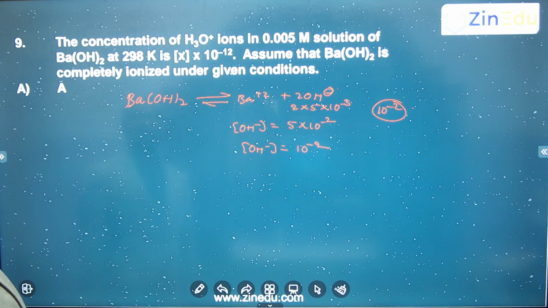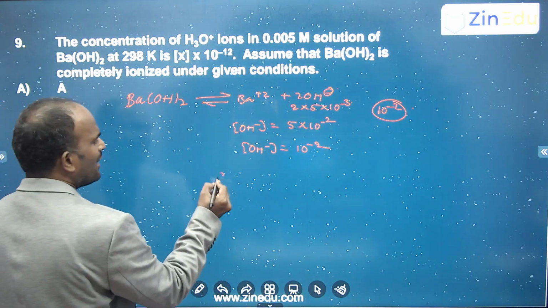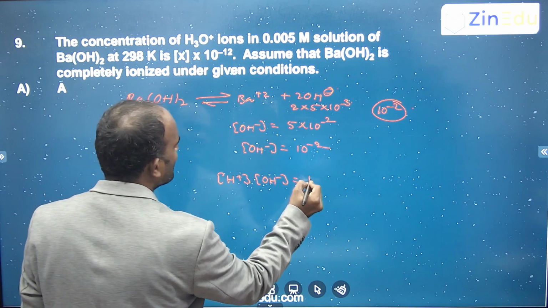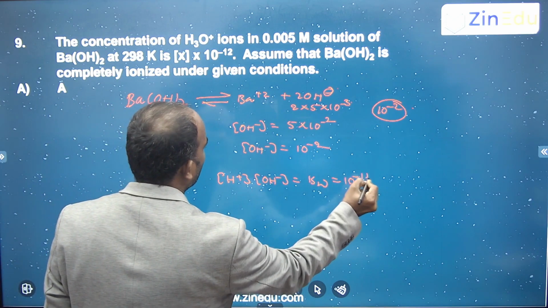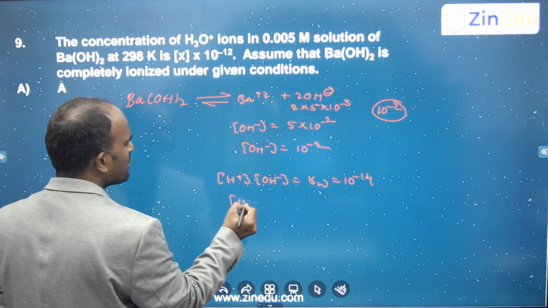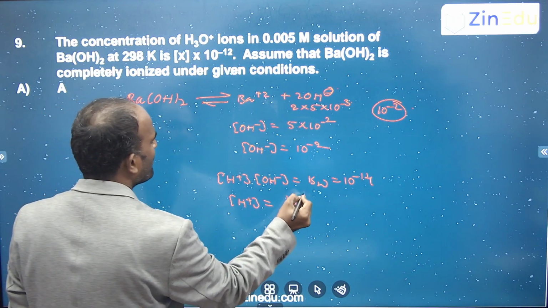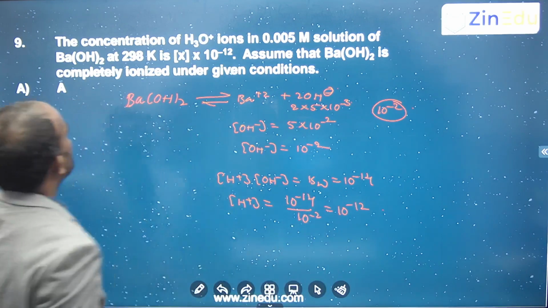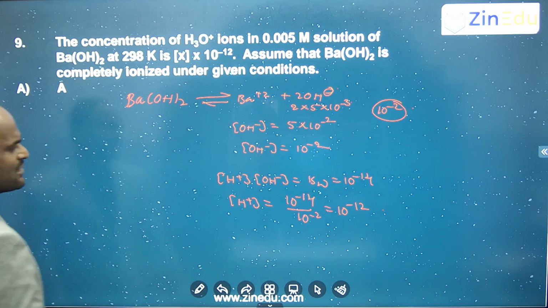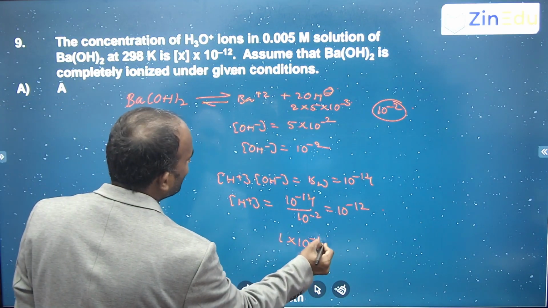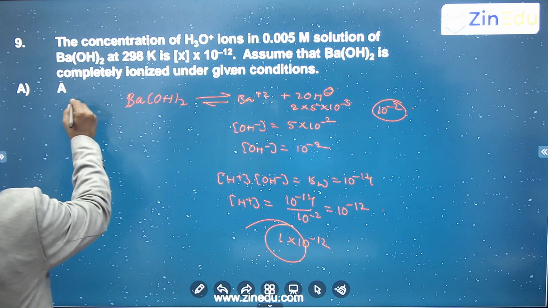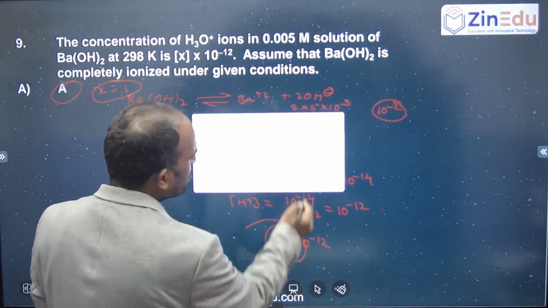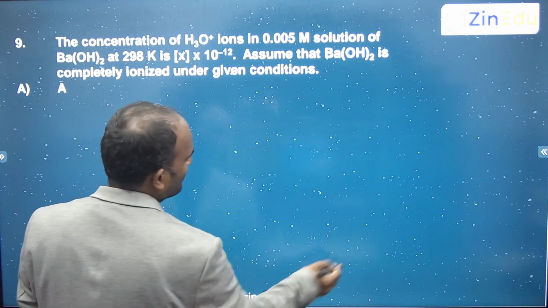But what we have to calculate here is the concentration of H plus ion. As we know, H plus concentration times OH minus concentration is always equal to Kw, that is 10 power minus 14. So the concentration of H plus is 10 power minus 14 divided by 10 power minus 2, which is 10 power minus 12. Here they are asking about X, so 1 into 10 power minus 12, here X is equal to 1. This is also quite easy for everyone. It's not that difficult.